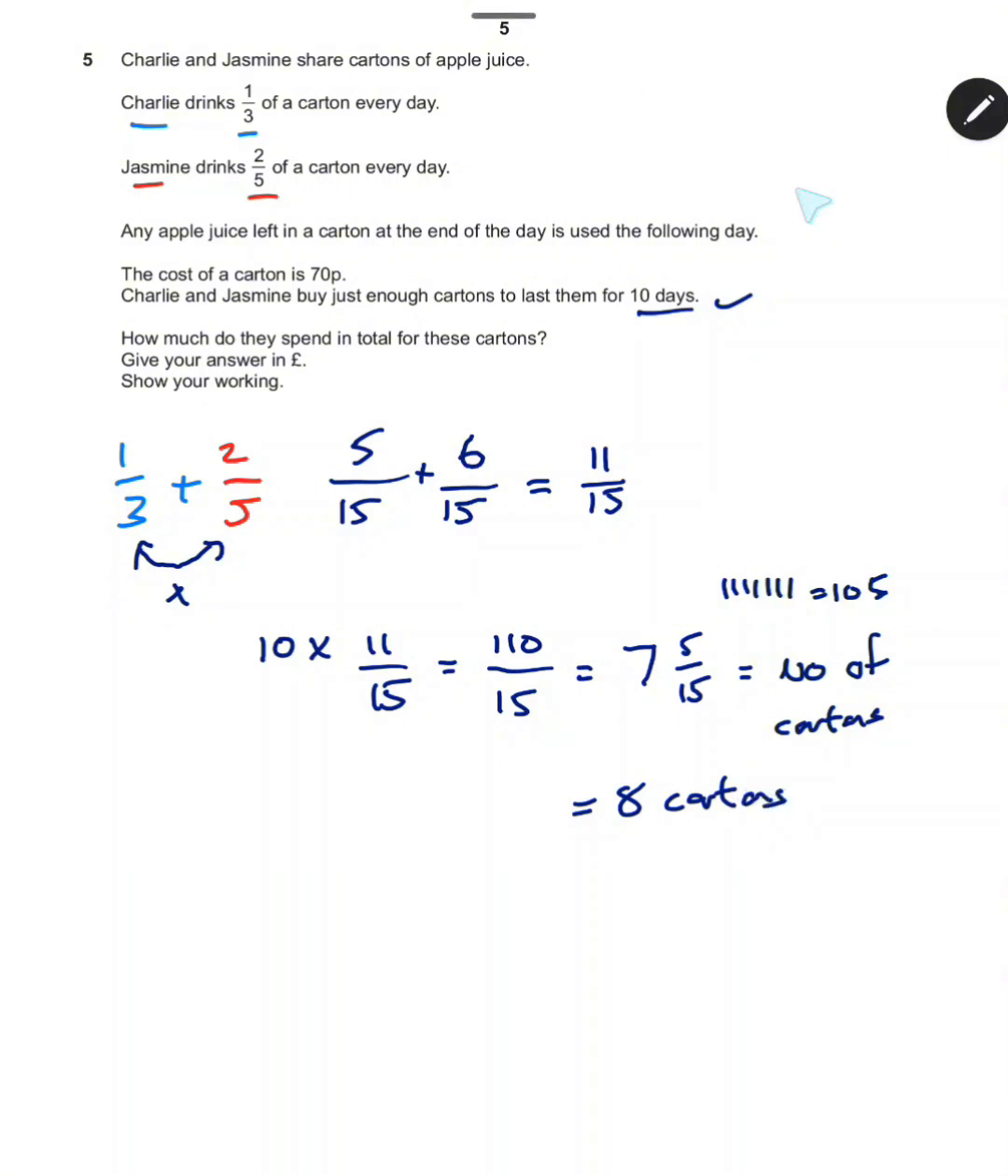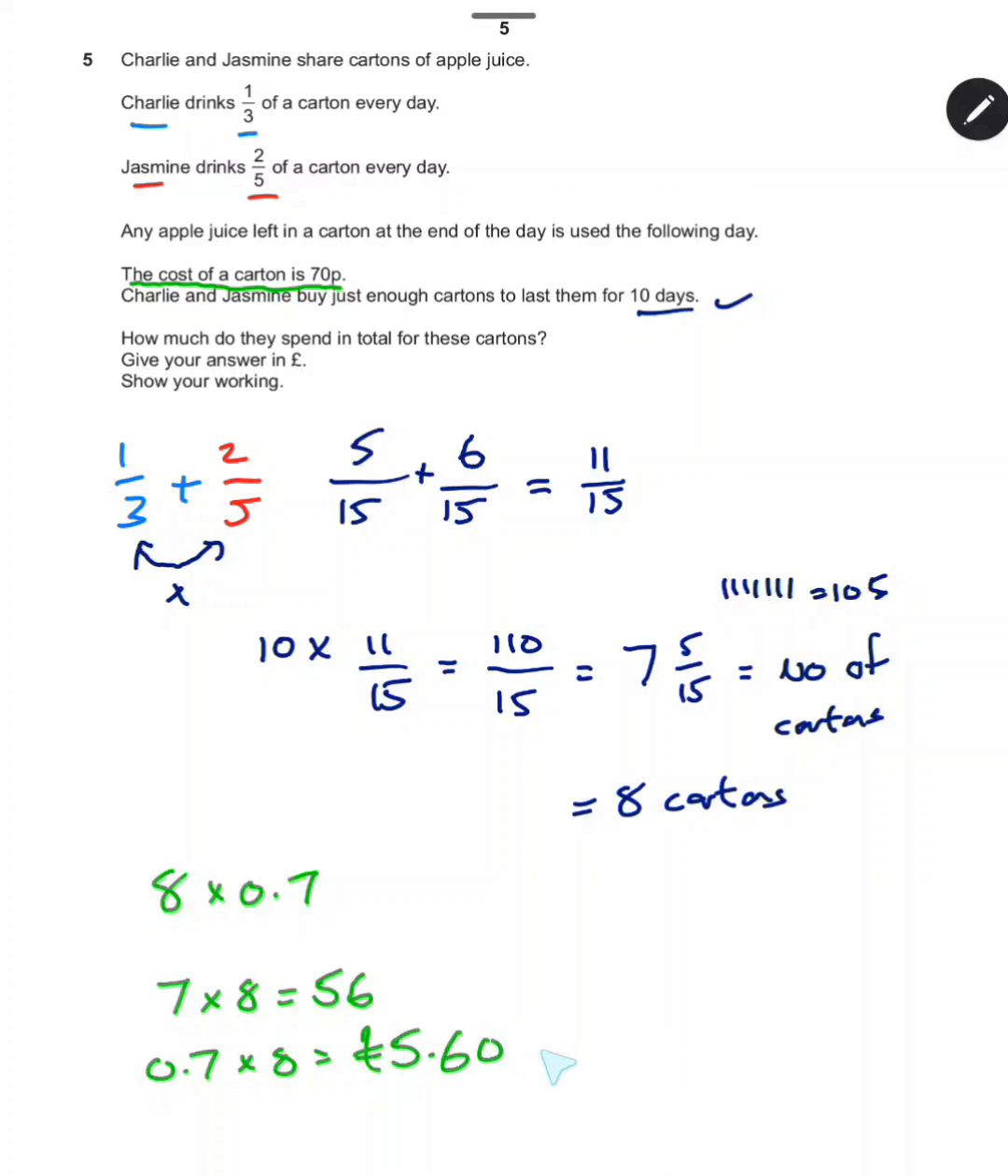We just need to figure out how much this is going to cost them. If we have a look, the cost of a carton is 70p. So we need to do 8 multiplied by 0.7. I'm going to do 7 times 8, which is 56. If we want to do 0.7 times 8, dividing by 10 in the calculation, so dividing by 10 in the answer, it will be £5.60.